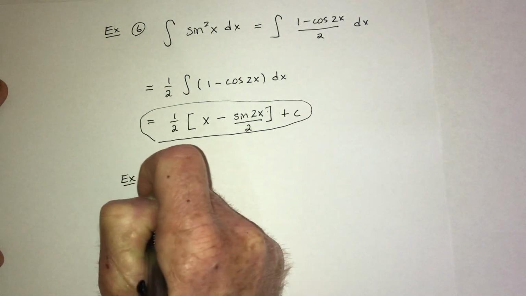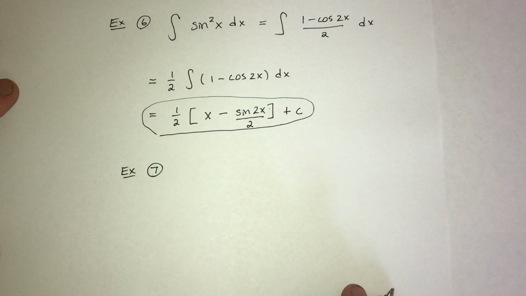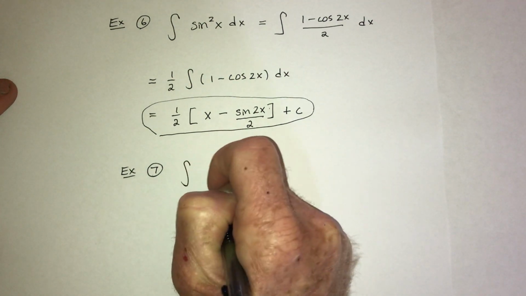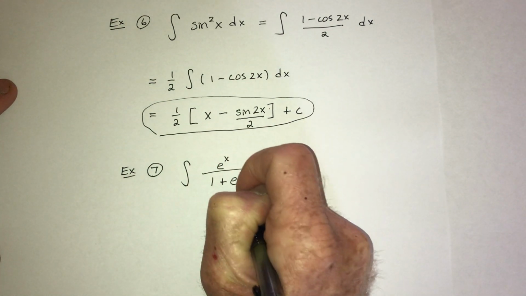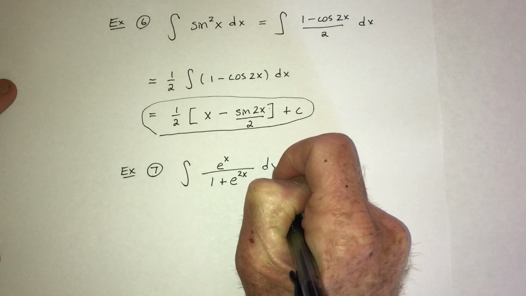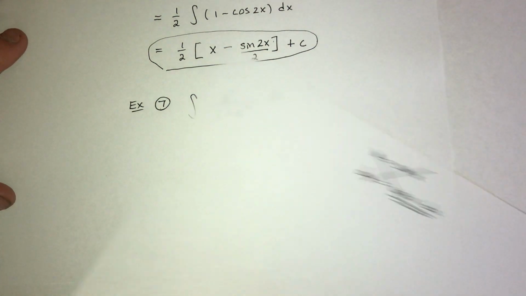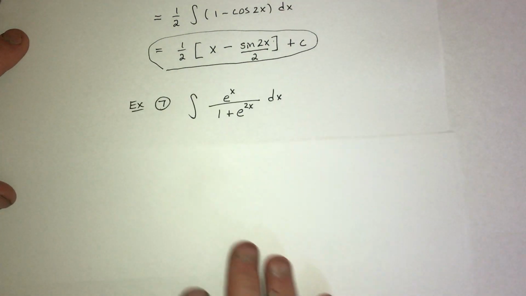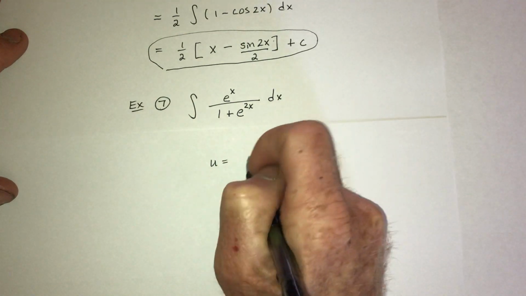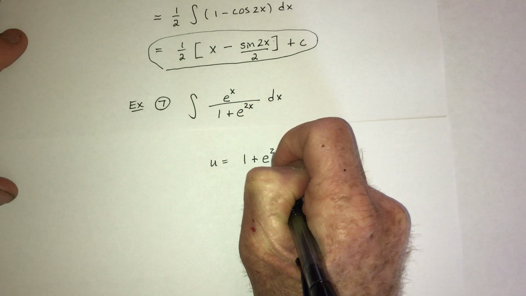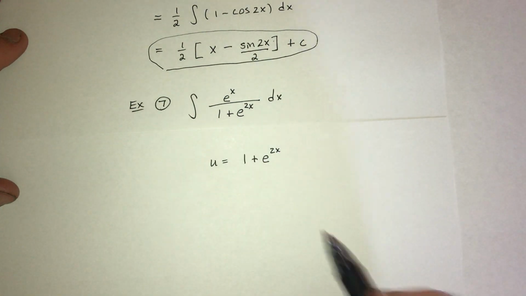And for example number 7, well, you're really getting your money's worth today. How do you integrate e to the x over 1 plus e to the 2x? Well, it's time for my scratch paper again. So the first thing that I would try is let u equal the 1 plus e to the 2x. So in other words, the denominator.